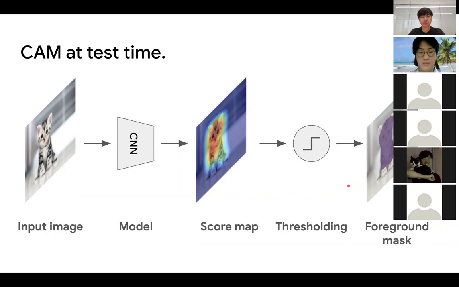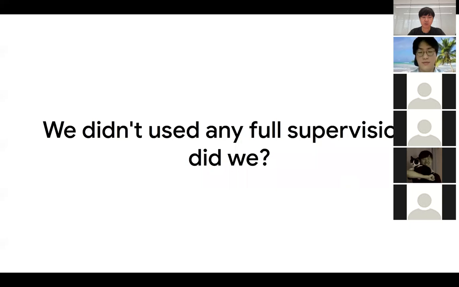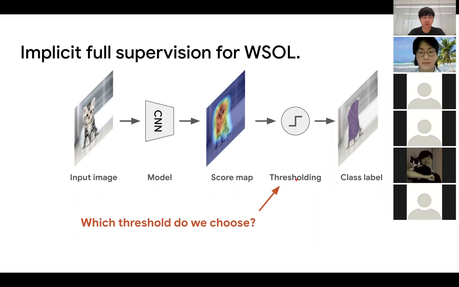So far, it looks like we do not use any full localization supervision for localization. However, full supervision is actually required for tuning the score map thresholding hyperparameter. So we call this type of full supervision implicit full supervision.